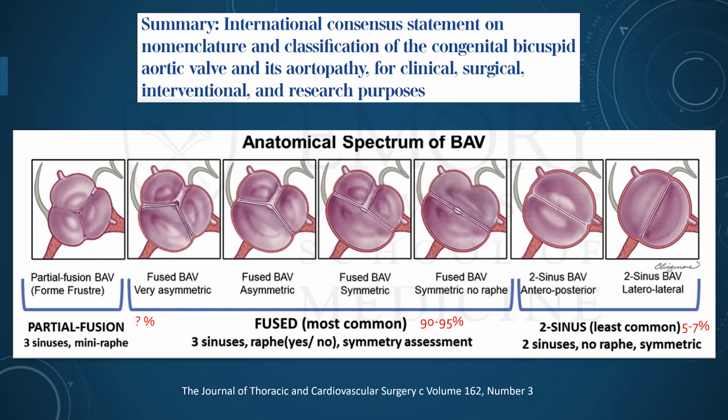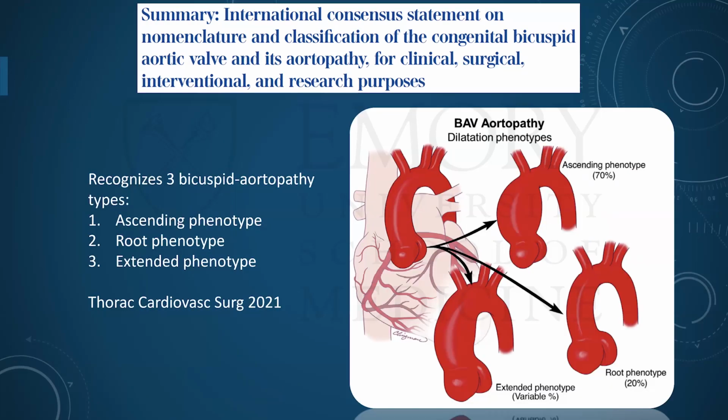Now that we were able to classify the valve itself, next we're going to classify the aorta and the major phenotype. And one thing that I want to highlight for the purpose of this talk, bicuspid aortic valve tends to affect the ascending aorta much more commonly than the root. So in bicuspid aortic valve, you tend to see ascending aortic dilatation, not dilatation of the root. That's present in 70% in the ascending phenotype, 20% in what's known as the root phenotype, and the variable is the extended phenotype where you see dilatation of both.